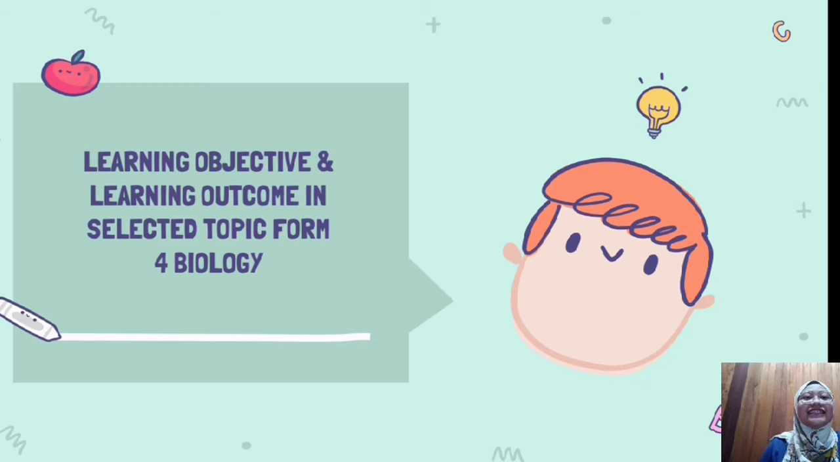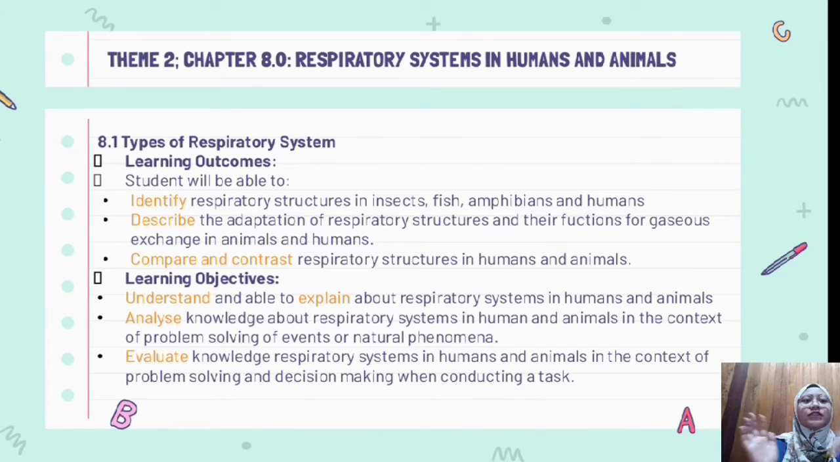So here are the learning objective and learning outcome in a selected topic from Form 4. This is what we discover for chapter 8.1, which is types of respiratory system. The learning outcome is that students should be able to, remember, student is our audience, students will be able to identify respiratory structures in insects, fish, amphibians, and humans. Describe the adaptations of respiratory structures and the function of gas exchange in animals and humans. Compare and contrast respiratory structures in humans and animals.